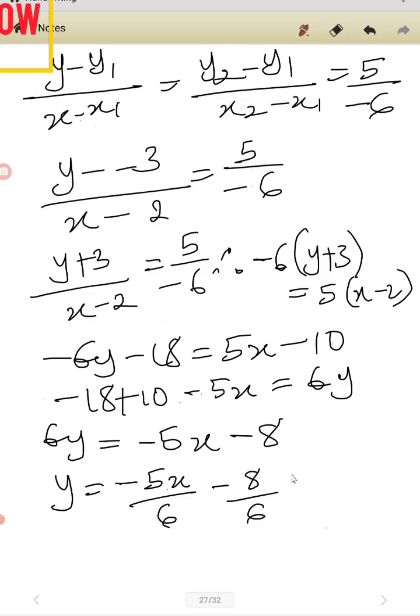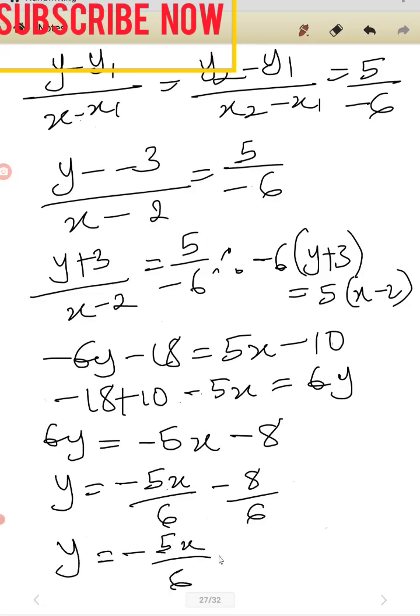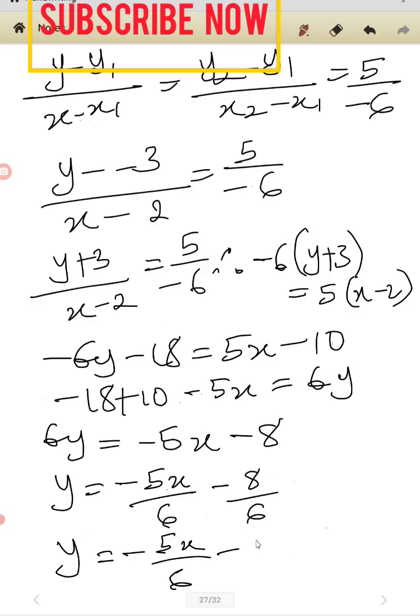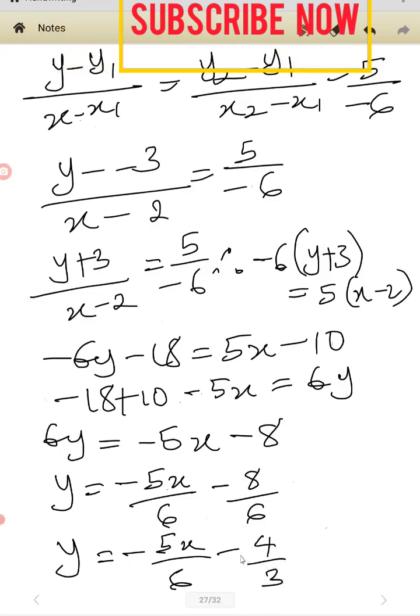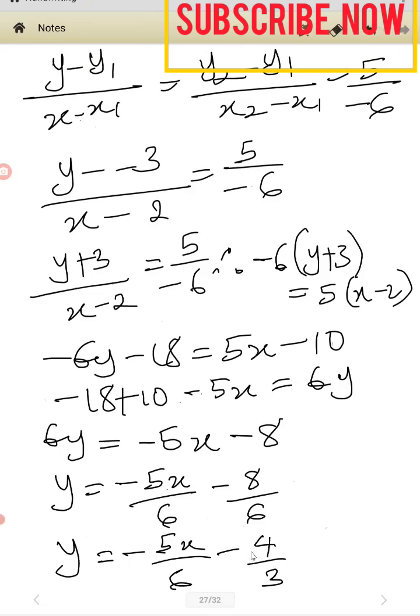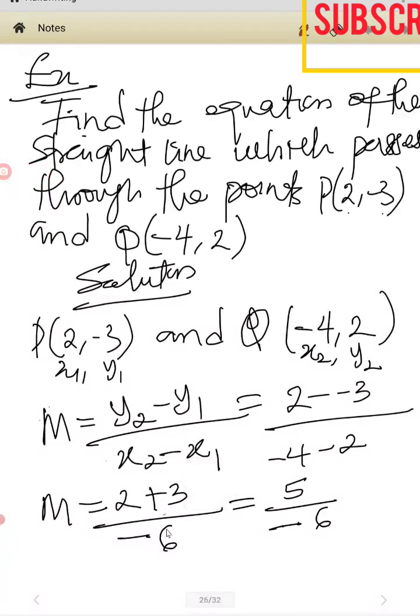So what next can you do to get your final answer? You say y is equal to minus 5x over 6 minus, let's reduce here by 2, 4 over 3. So that is how we find the equation for the 2-point form. So the solution for the 2-point form, this is how we do it.